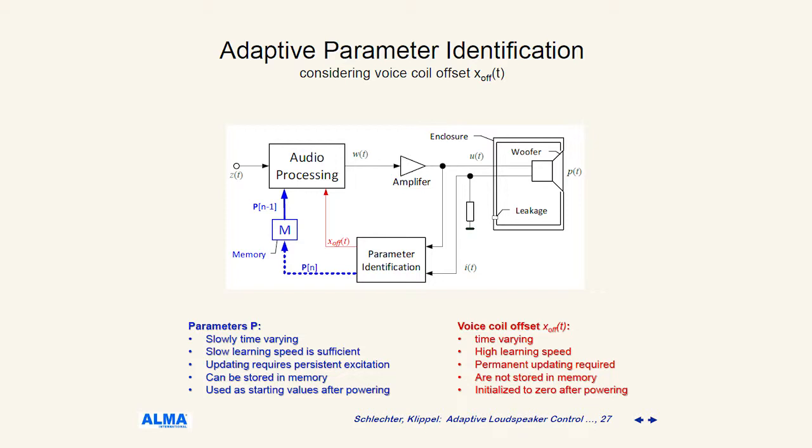On the other hand, the voice coil offset might change very quickly. Depending, for instance, on whether you have a sealed enclosure, it might be less quick because it needs some time to generate DC in the loudspeaker. The stiffness of the air holds the loudspeaker at this position. But we need a high learning speed, and we need to update it all the time. We don't store it in memory because there is no real meaning for that. We just start from zero when we power up the system and try to identify as fast as possible where the loudspeaker really is.